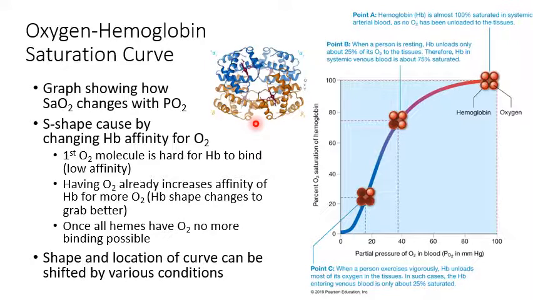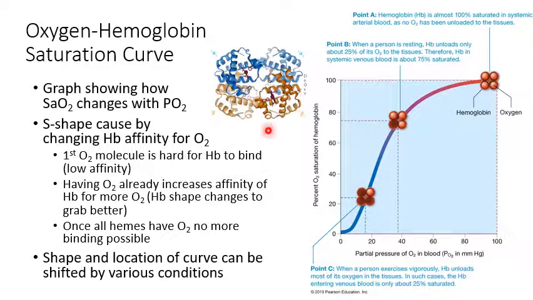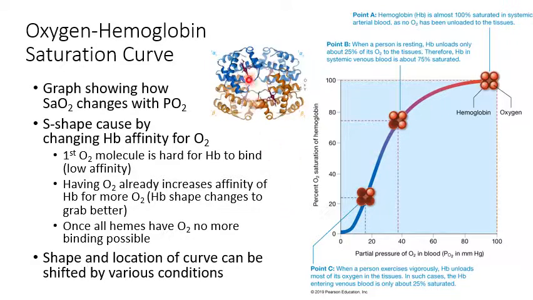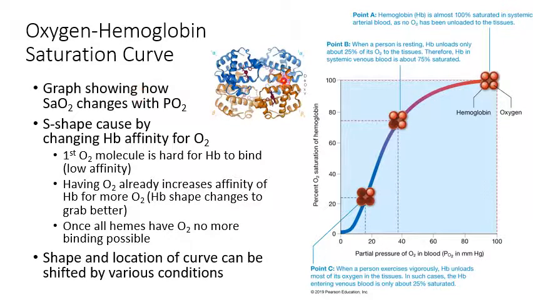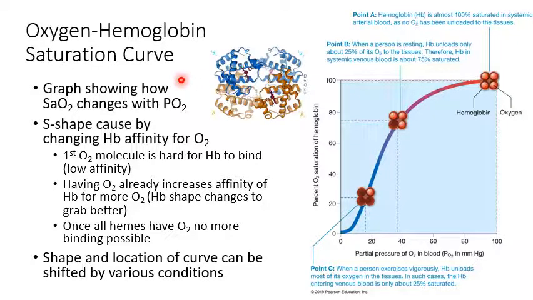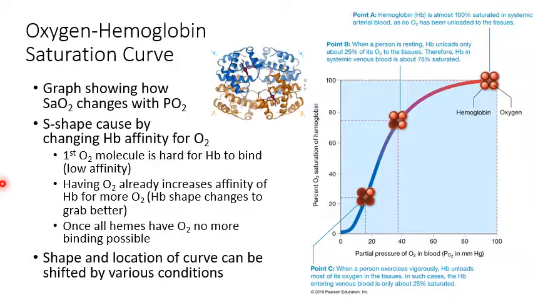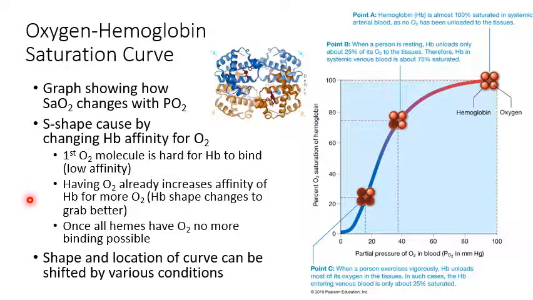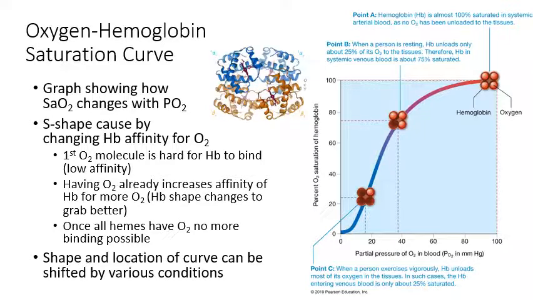Whenever hemoglobin doesn't have any oxygens bound to it, it looks like the deoxy, that one. That's your deoxy form of hemoglobin. You can see when it picks up oxygen to become oxyhemoglobin, the shape changes. When the shape changes like that, it's easier for it to grab more oxygens. And that's why the affinity changes depending on how many oxygens you have already.